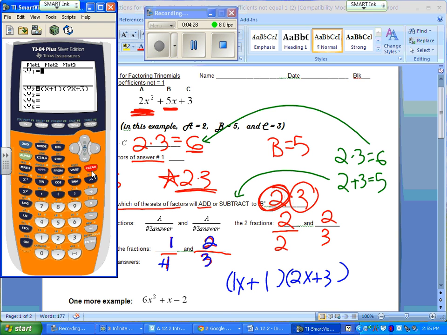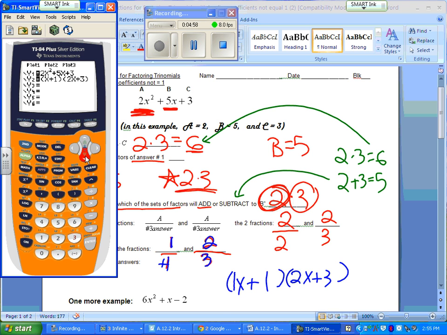All right, one last time. 2x raised to the second plus 5x plus 3. Finally got it in there. The second one is already in there: x plus 1 and 2x plus 3. Must have done that problem before.